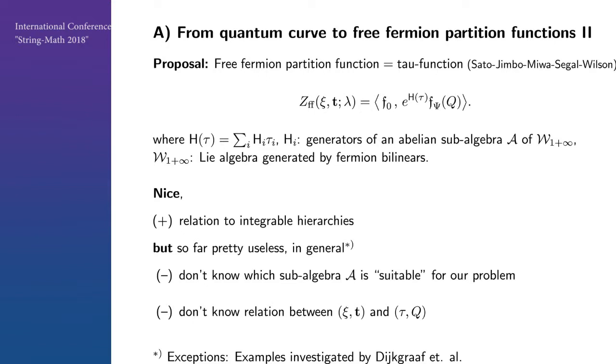But so far, it doesn't really solve our problem, because on the one hand, the very choice of this algebra A, by which we twist here, is not clear. And second, the main problem really is to figure out the relation between these variables zeta and t, which is really what we want, and tau and Q, which is what appears here. Exceptions are the examples that have been worked out by Dijkgraaf et al.